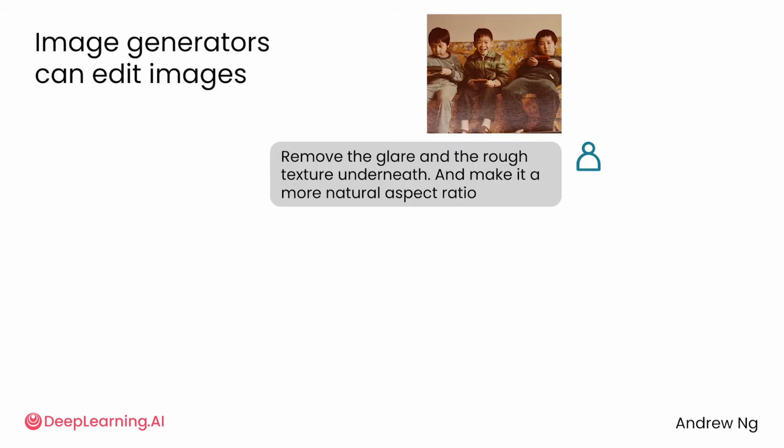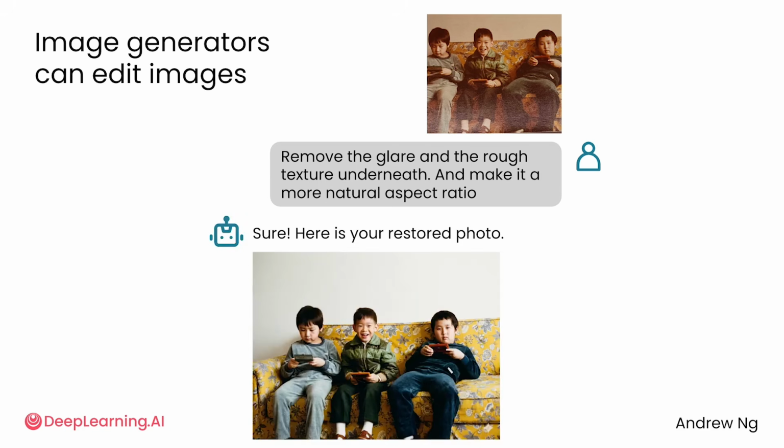Let's take a look. One neat application of AI image generation is if you input an image and ask it to edit it. This is a childhood picture of me on the right, my younger brother on the left, and one of our childhood friends in the middle. And this is an old, somewhat faded image. And if you upload this to an AI model and ask it to remove the glare and the rough texture and to make it a more natural aspect ratio, it can produce something like this, which looks like a nicely restored photo. This particular image restoration was done with Google's Nano Banana model.